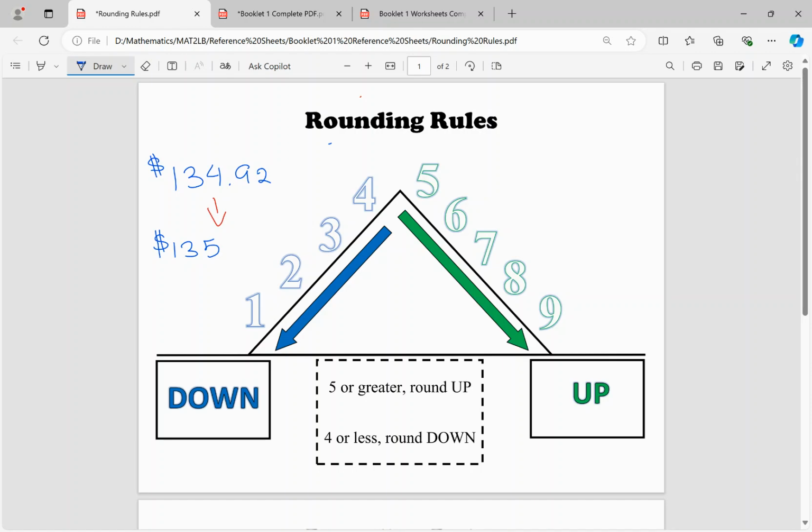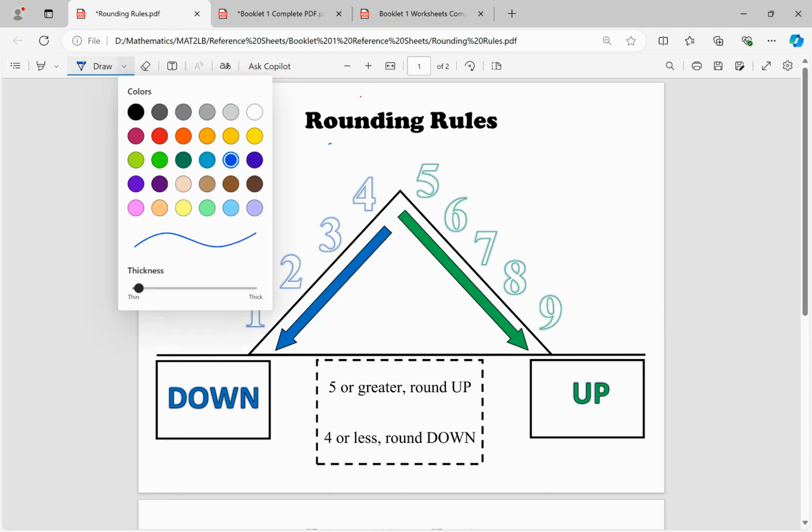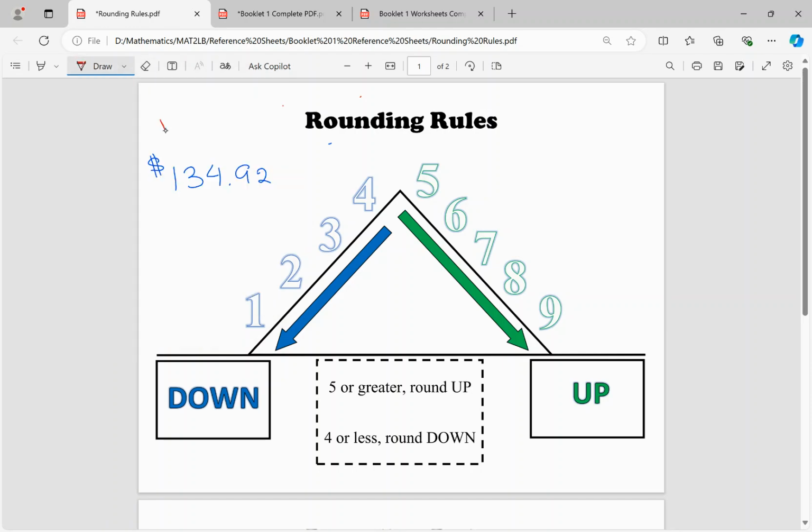So the question is, how do we get from one number to the rounded version? That's what today is about. So let's use this example that I already have up on the screen. You do not need to write this down. I will tell you when you need to start copying. So $134.92. I might ask you to round to the nearest dollar.